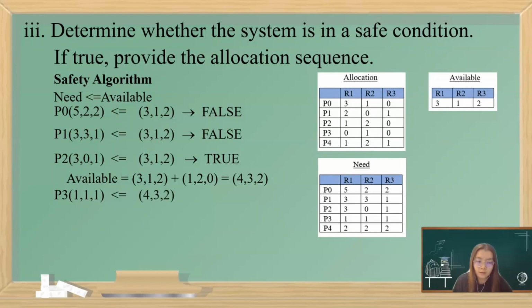So we can see that the need of P3 is smaller or equal with the new available. So this is also true. And because it is true, we need to update our available, which is 4, 3, 2, plus the allocation of P3, which is 0, 1, 0. So we can get the new available is 4, 4, 2.